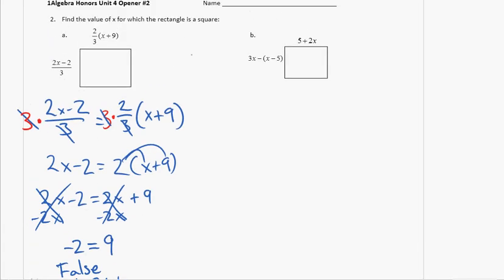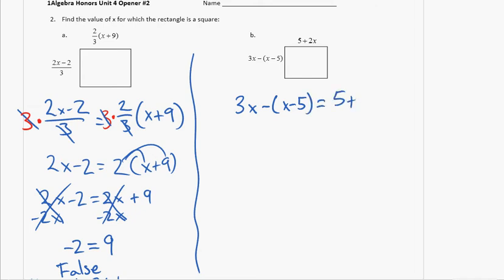Okay, let's take a look at the second problem. Again, if we want this thing to be a square, we're just going to set the 2 expressions equal to each other. And what I like to do to handle this negative sign in front of this set of parentheses is pretend that there's a 1 here and distribute a negative 1 into the parentheses. So then I end up with 3x minus negative 1 times x, which of course is just minus x, and then negative 1 times negative 5 will give me plus 5, and that equals 5 plus 2x.